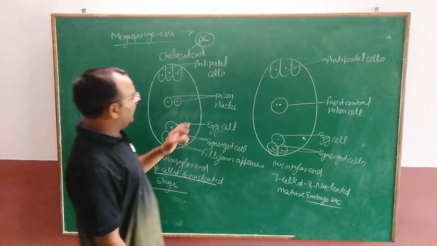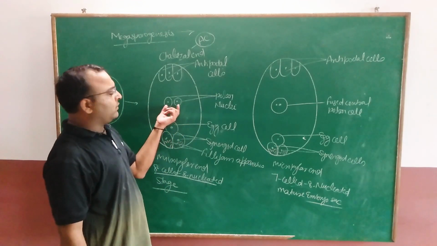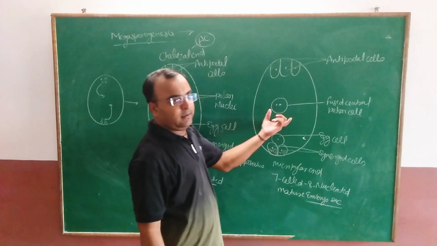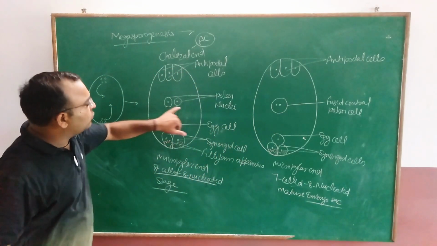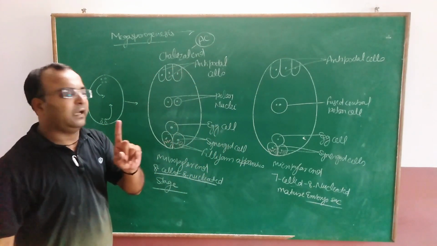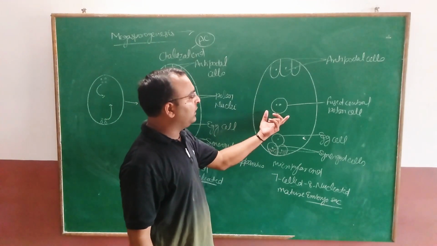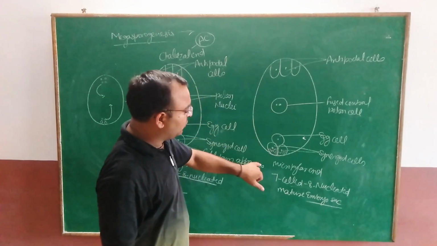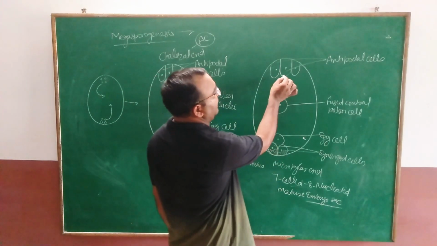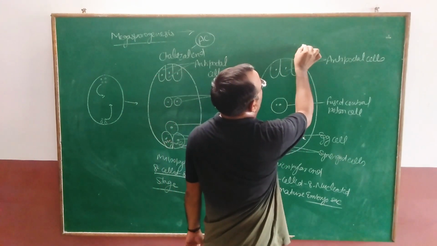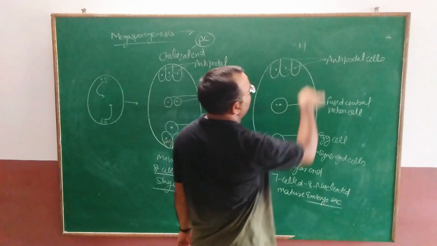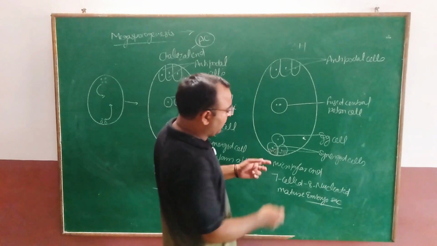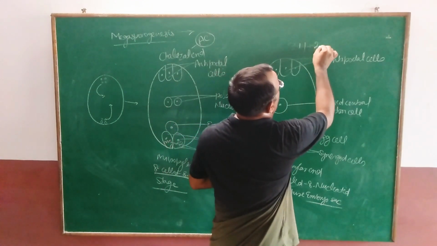Now what will happen? These 2 central polar nuclei, the cells fuse together. Here these two cells are going to fuse, not the nuclei. Their nuclei will not fuse. So what will happen? This stage is known as the 7 cell stage: 3 antipodal cells plus 1 central cell plus 3, what are they, 2 synergid cells and 1 egg cell.